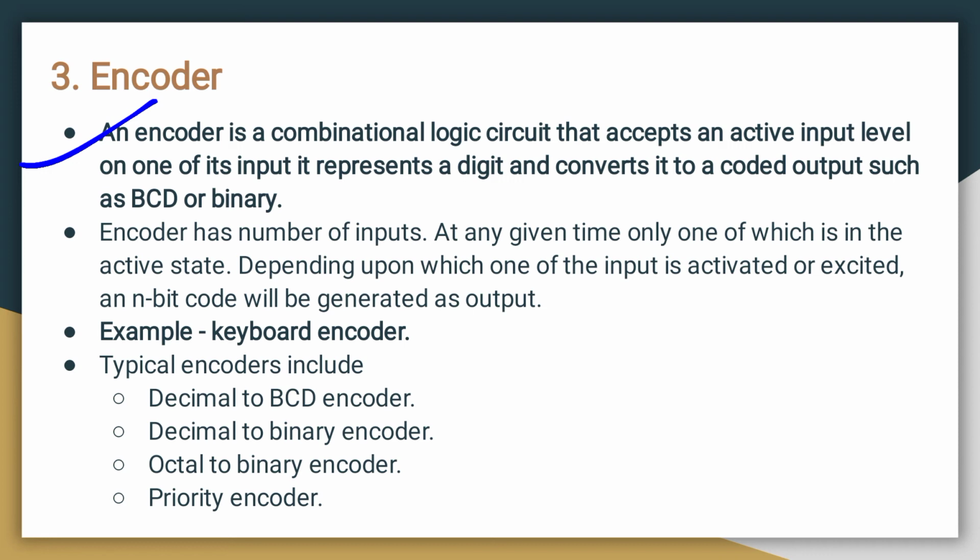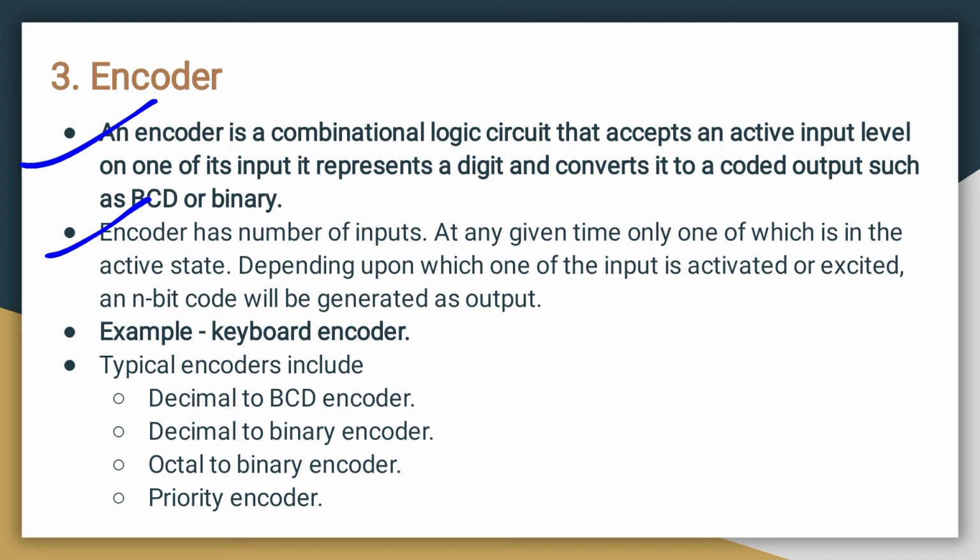So next is the encoder. It has a number of inputs, at any given time only one of which is in the active state. Depending upon which one of the inputs is activated or excited, an n-bit code will be generated as output. So nothing but according to the input we are having a high base. So activation of any one state, in accordance with the input, we are going to get the output, that is in an n-bit code.